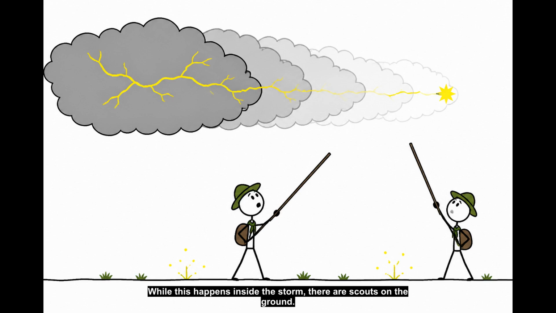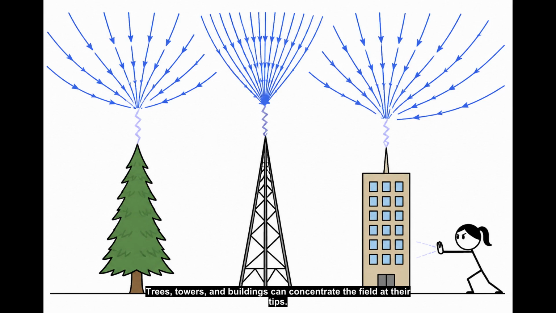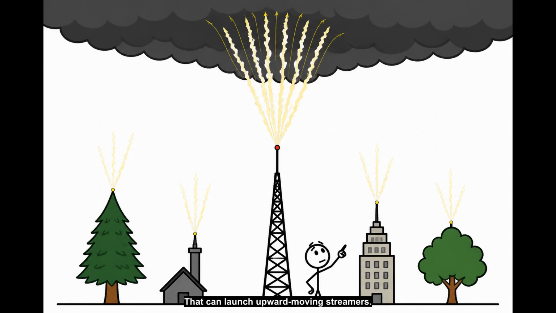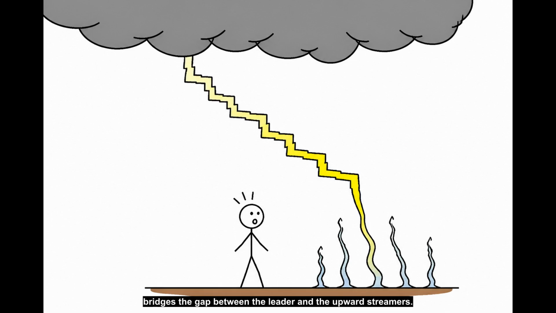While this happens inside the storm, there are scouts on the ground. Tall objects respond to the storm's electric field. Trees, towers, and buildings can concentrate the field at their tips. That can launch upward moving streamers. In the sky, the descending leader is still stepping. Lightning does not fully commit until it bridges the gap between the leader and the upward streamers.